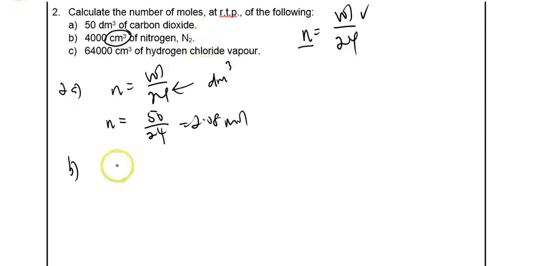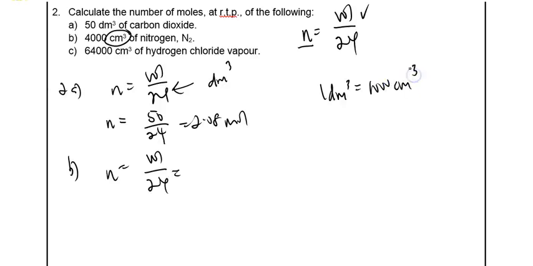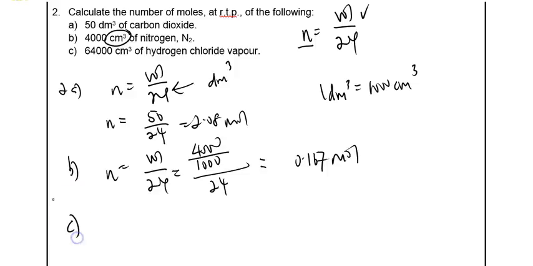cube. So we will need to convert the volume into dm cube first, or we can convert 24 into cm cube. We know that 1 dm cube equals 1000 cm cube, which means that 4000 cm cube I must divide by 1000 to give me dm cube, divided by 24, and I will have 0.167 moles. If you do likewise for 2 part C, you will get 2.67 moles of hydrogen chloride vapor, or HCl.